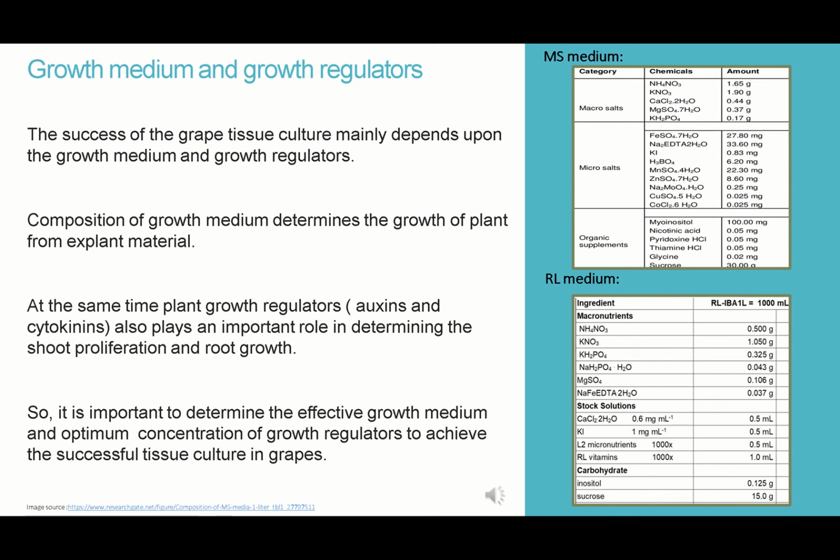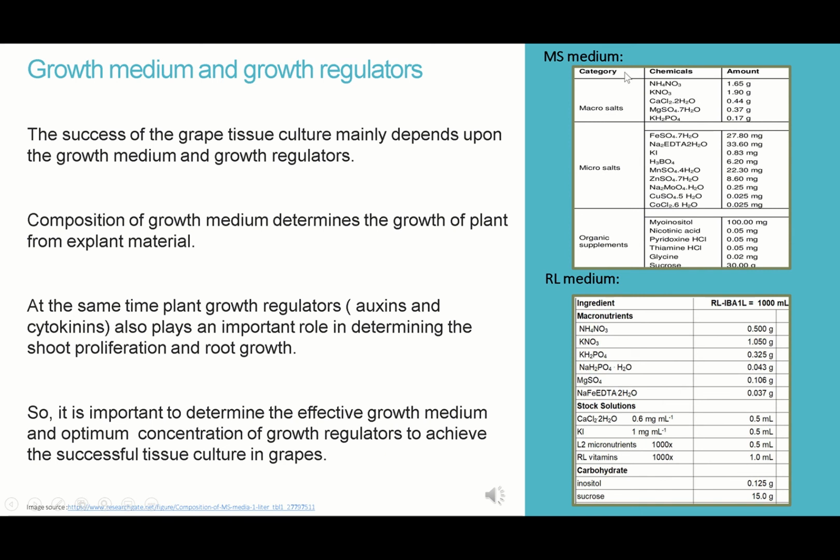In this slide, let's see about importance of growth medium and growth regulator. Success of grape tissue culture mainly depends upon the growth medium and growth regulator. Composition of growth medium determines the growth of plant from its plant material. As I mentioned earlier, MS medium modified by reducing the salt concentration, like Chee and Pool medium or half strength MS medium, proved to be better than full strength MS medium. The woody plant medium is also a modified MS medium with reduction in salt concentration. We can see that in these pictures.